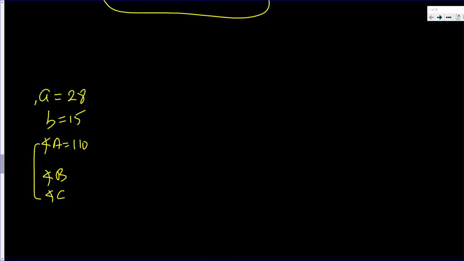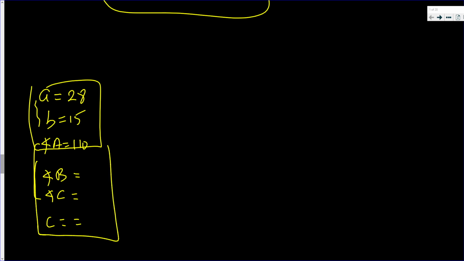Suppose you have this. Little a is 28, little b is 15, and big A is 110. So we want big B, big C, so we have all the angles. We have little a and little b, so we need little c. This is given. The rest we need to compute.